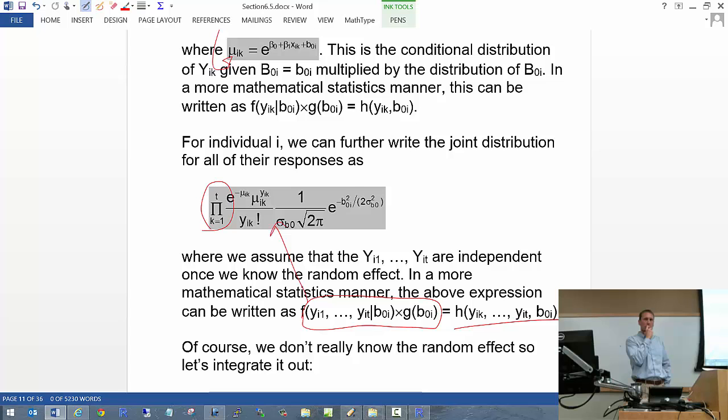Now the reason why I can do that is, again, we're saying, given that random effect, the y's are independent. The only way we're taking into account that dependence is by that random effect. So that's for one particular person. Well, of course, in a sample, I'm sorry, actually I'm getting ahead of myself.